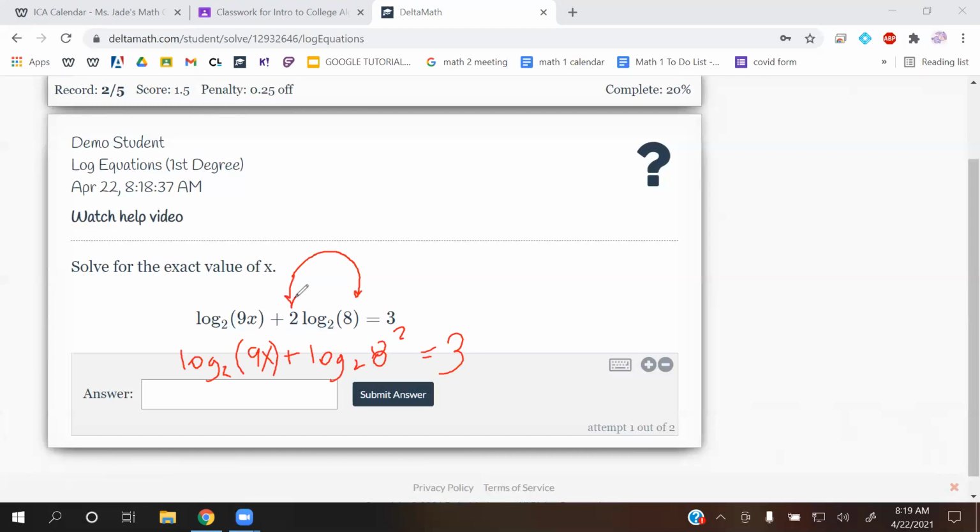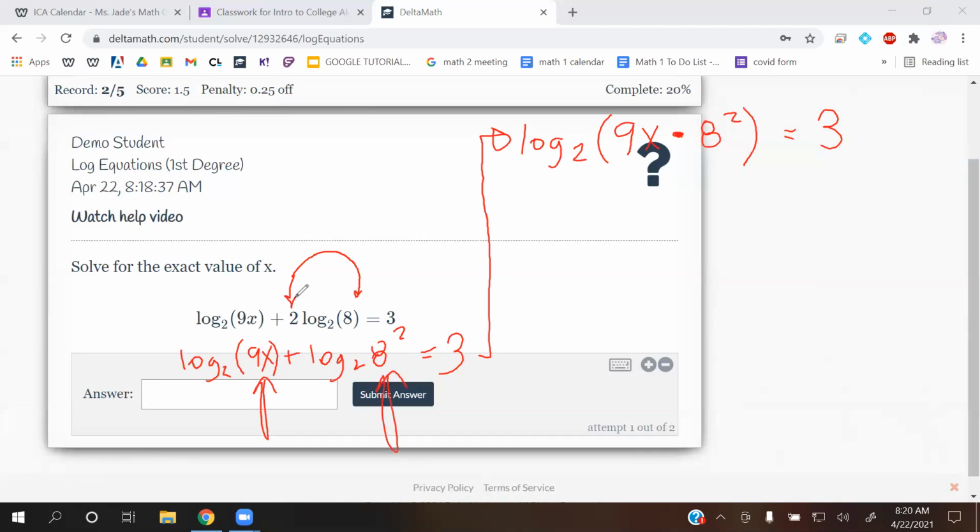So remember, our goal is to condense everything into one single logarithm. And after we have one single logarithm, then we can change it to exponential form. So right now we have 2 logarithms and they're being added together. So when you have 2 logarithms with the same base that are added together, you can multiply their values. So we have log base 2 of 9x times 8 squared. So we just took the 9x and the 8 squared and multiplied them together.